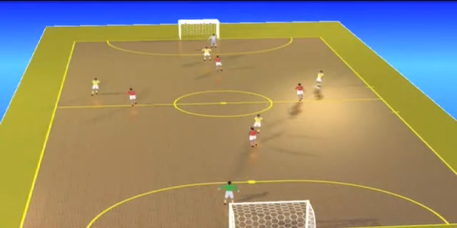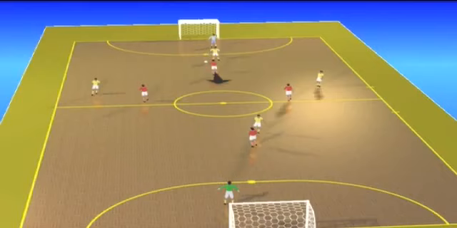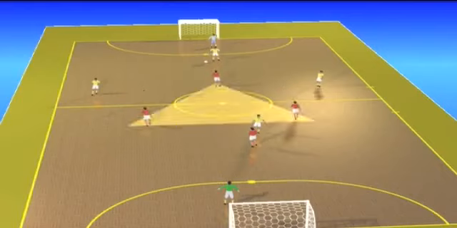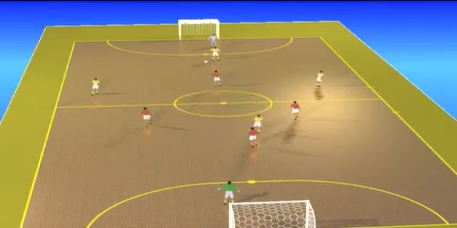Note that for this coverage, when the ball is on the wing, the defenders form a diagonal. And when the ball is in the middle, they form a triangle, but must always pay attention to close the middle so that the ball does not reach the pivot, and at the same time allowing for each to cover.